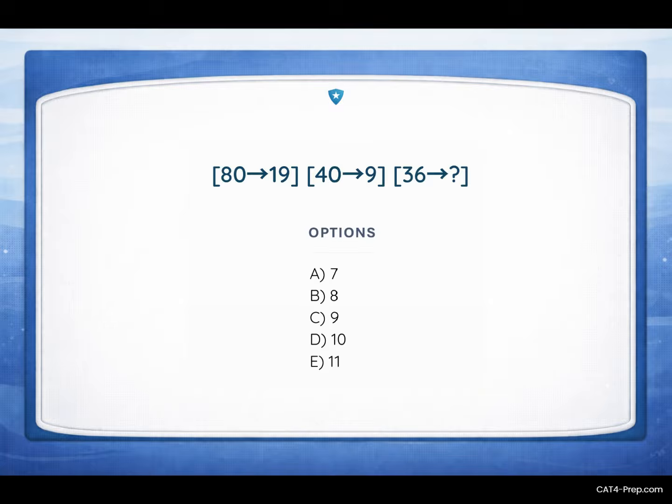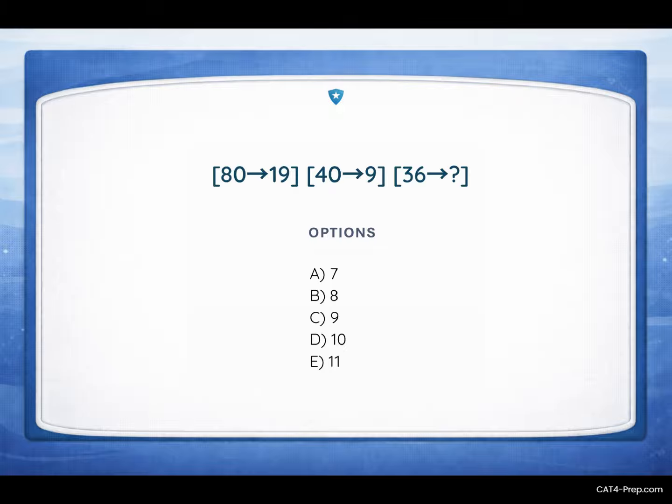Now let's solve a number analogies question. In these questions, 2 numbers are connected by a rule. Your job is to find that rule in the first pair and then use the same rule in the second pair. Here's the smart way to do it.